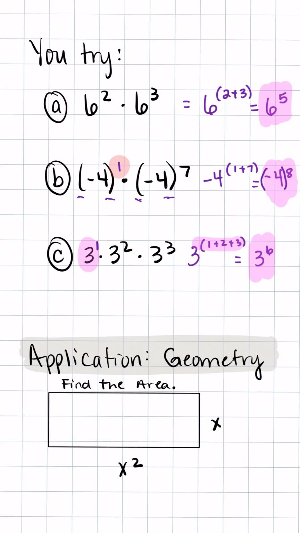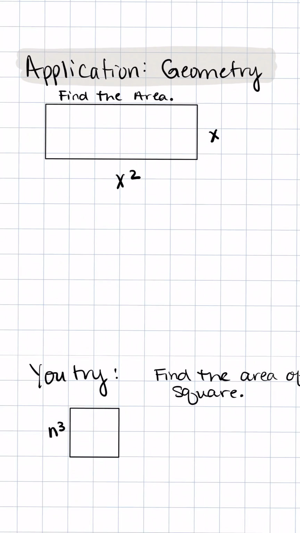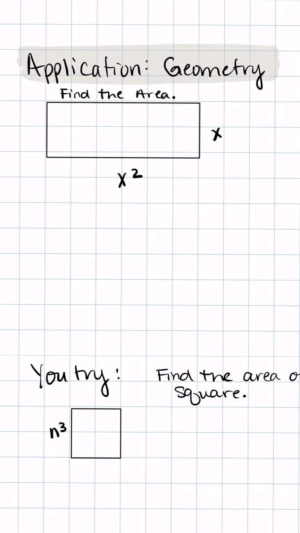Okay, so an application, looking at geometry. Finding the area. If you remember from our previous lesson on area, area is length times height or width. So if we're going to multiply those together, x squared times x, this is like having a 1 here, so that's going to be x to the 2 plus 1, which equals x to the 3rd power. That is our answer.